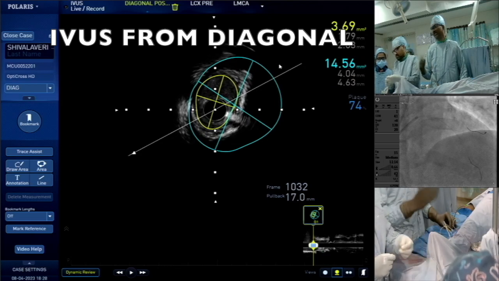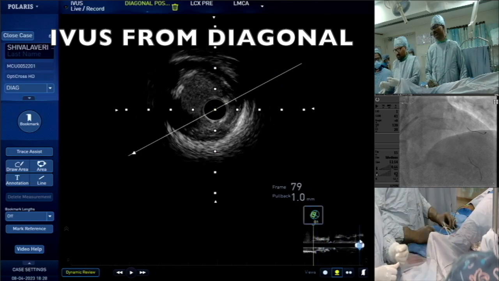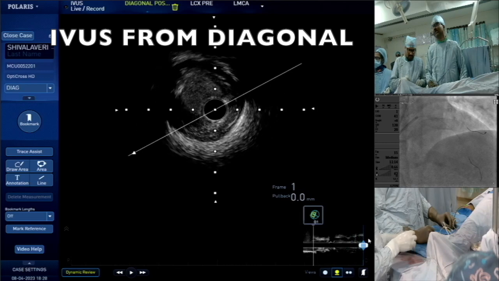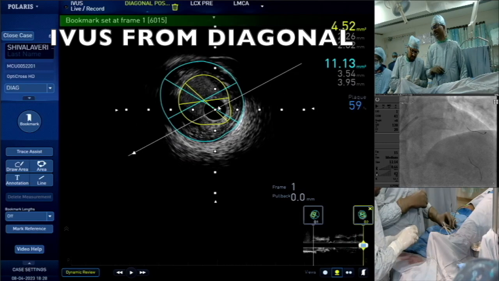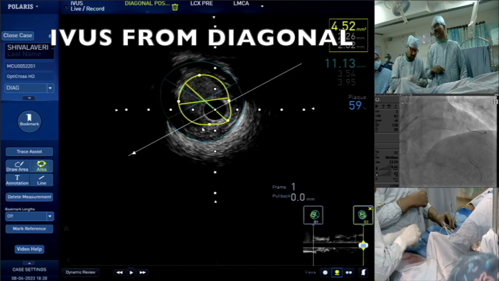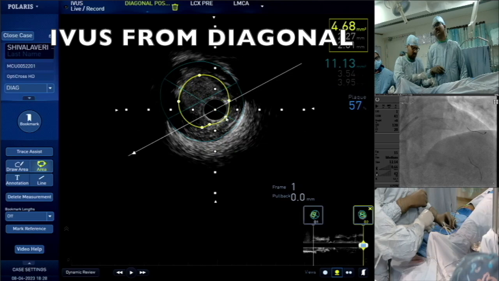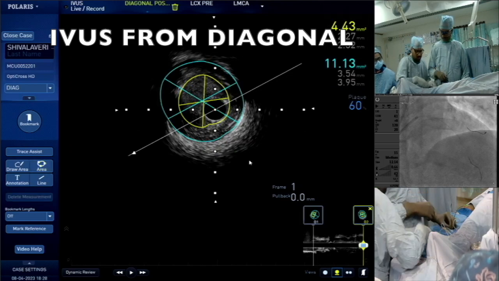First, keep a distal reference in the diagonal, please. Go down, please. That is good enough. Yeah, keep a reference here. So this is the reference. I think there is some flap area here, but I think that's okay.